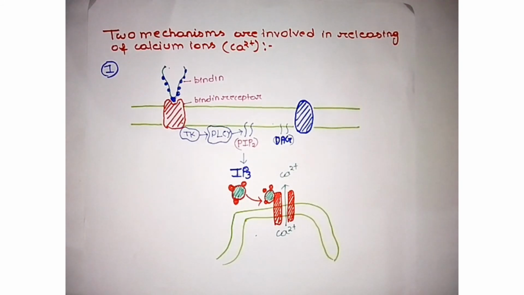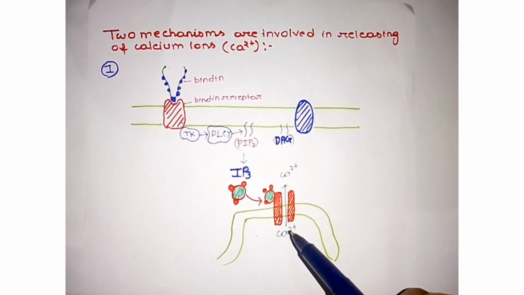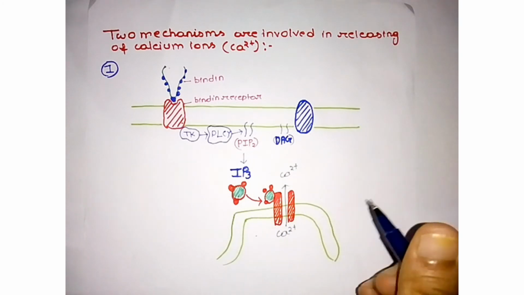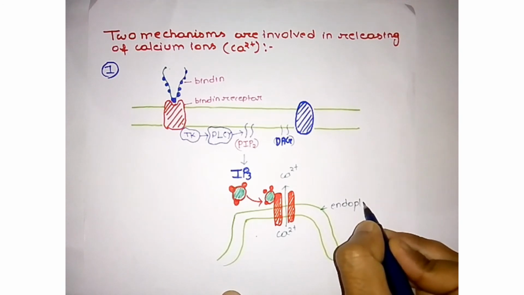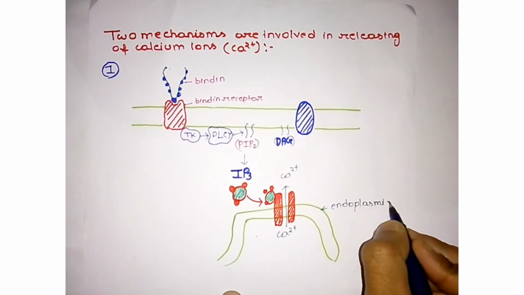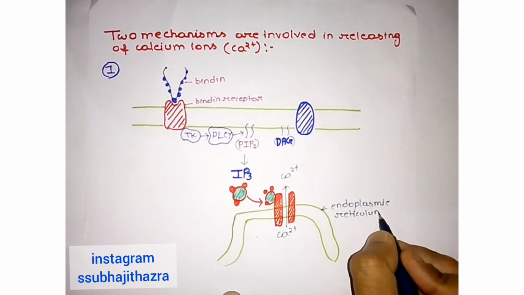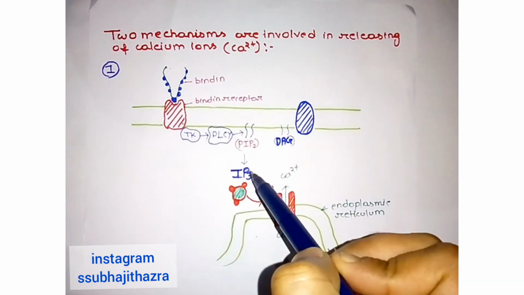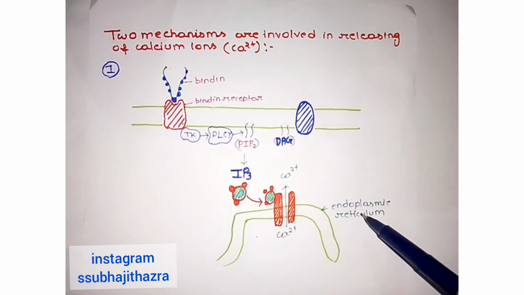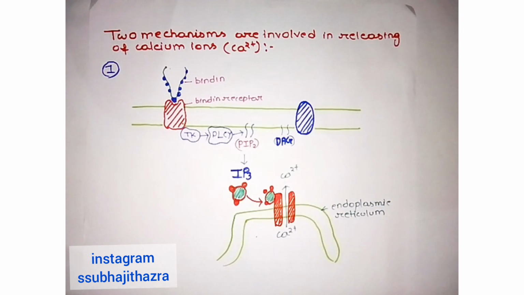Now what is the role of the DAG? So this is the signaling pathway through which the calcium is released from the intracellular storage, that is the endoplasmic reticulum, into the cytoplasm, and leads to the cortical granule reaction and many other metabolic pathways. Now what is the role of the DAG?